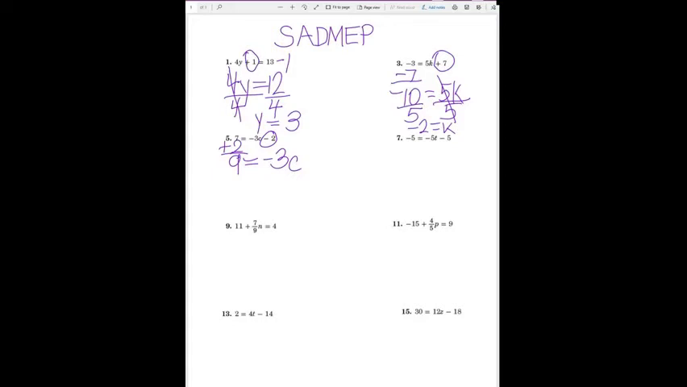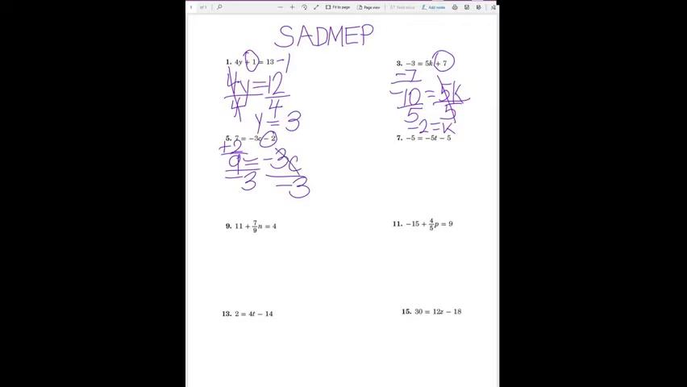The next letter in SADMEP is A. We do not have any addition, so let's move on. After that comes D, division. We do not have any division, so let's move on to M. M is multiplication. We do have multiplication. This is showing negative 3 times C. The opposite of multiplication is division, so we need to divide both sides by negative 3 to get our answer.